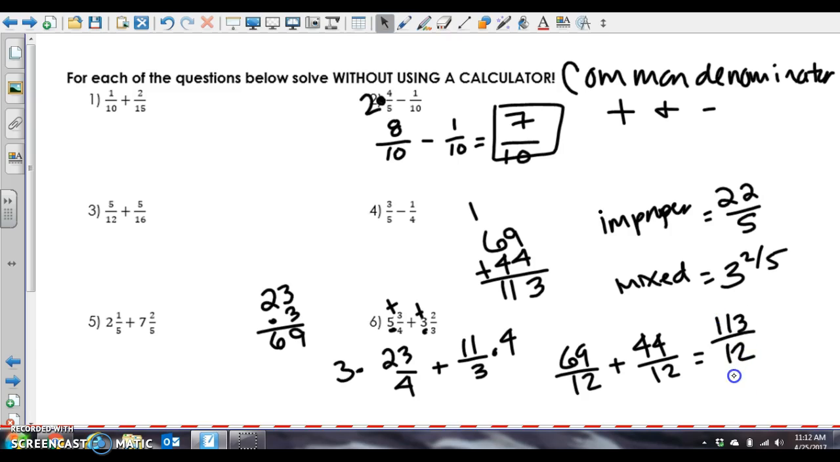Okay, so I don't know in the AccuPlacer, I've never seen it. I don't know if they leave it as an improper fraction or a mixed number, but you probably should get some practice with it. So then you have to go, how many times does 12 go into 113?